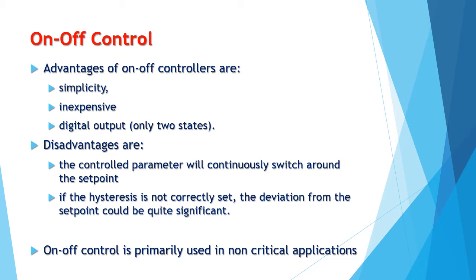On-off control is primarily used in non-critical applications, where the error between the set point and plant output can vary by a relatively large amount. For example, temperature control systems for houses, freezers, and other home appliances are using on-off control.